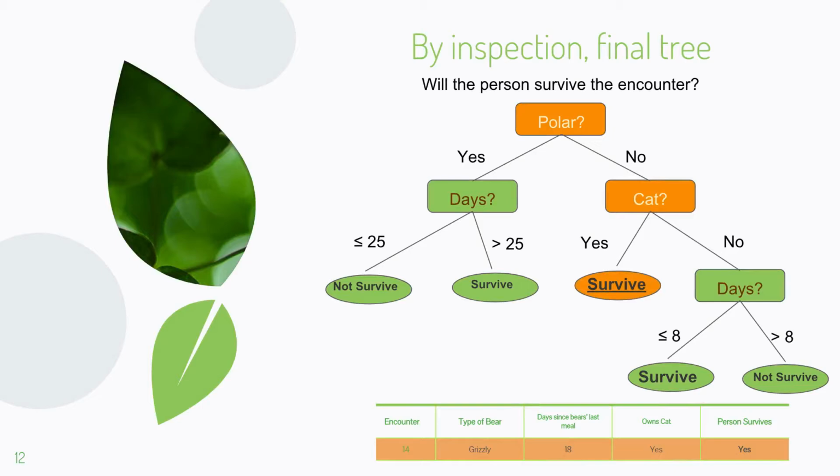Just by inspection, because I don't want to go through all these steps, and it's kind of a silly example. This is the final tree that we would arrive at with this data set. You'll notice that in our toy example, it actually did matter in the end if he owned a cat. He survived because of it, in fact.